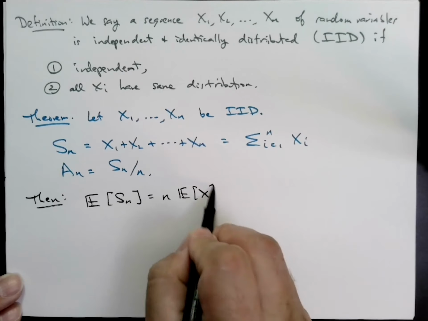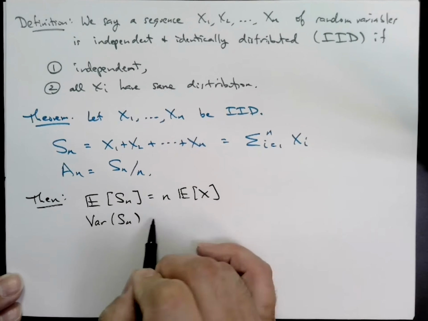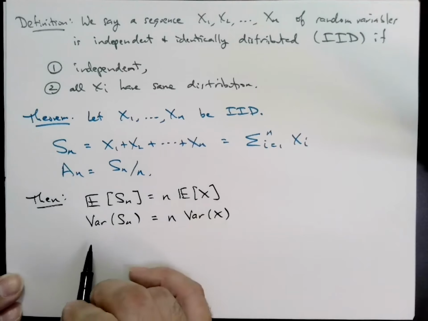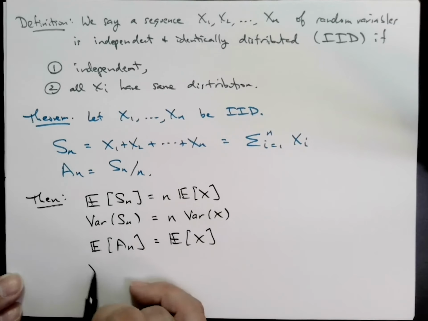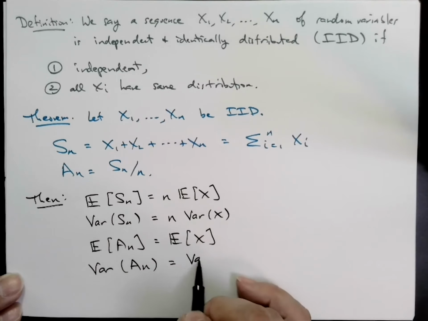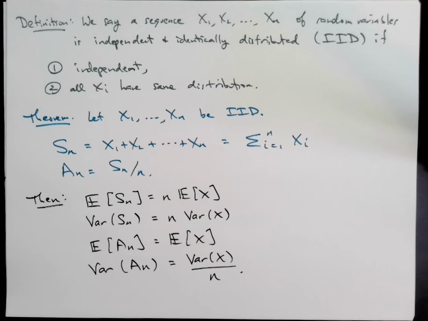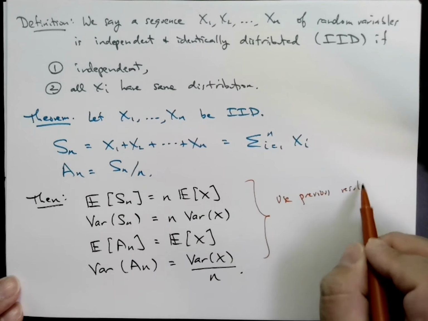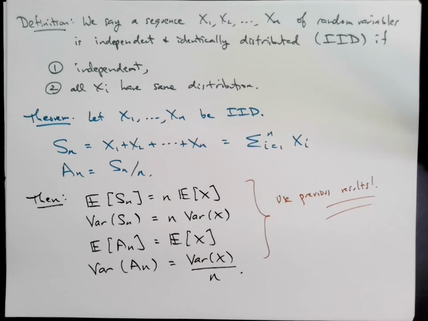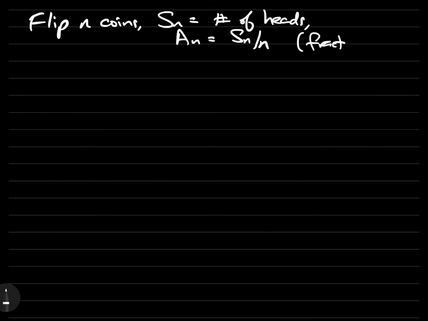Then, as we can show, the expectation of Sn is n times the expected value of x. The variance of Sn is n times the variance of x. Moreover, the expectation of An is the expectation of x itself, and the variance of An is the variance of x divided by n. Now let's go back to an experiment where we flip n coins, let Sn be the number of heads, let An be the proportion of heads, and we go ahead and compute all these quantities.